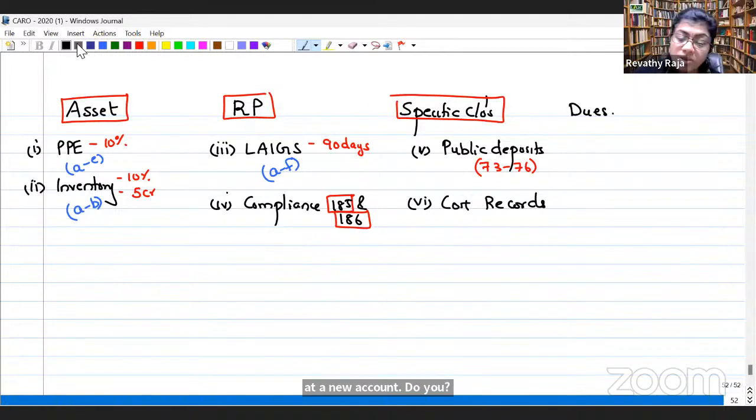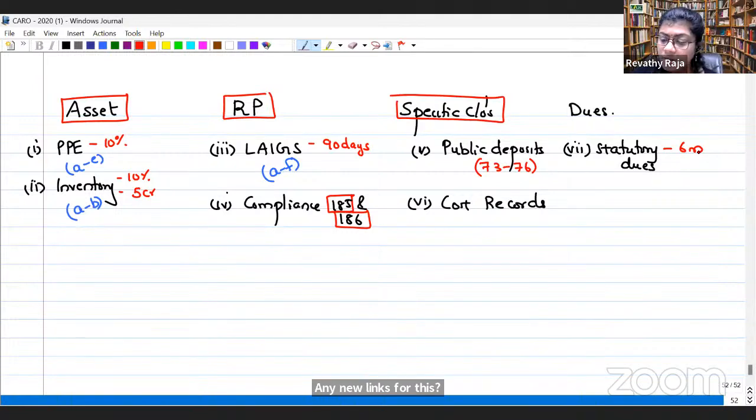Now, which clause did we finish? I've lost my flow. Either 7. What was it? Okay, statutory dues. Any numerics there? Any numeric figures? 6 months is there. How many? A to B.